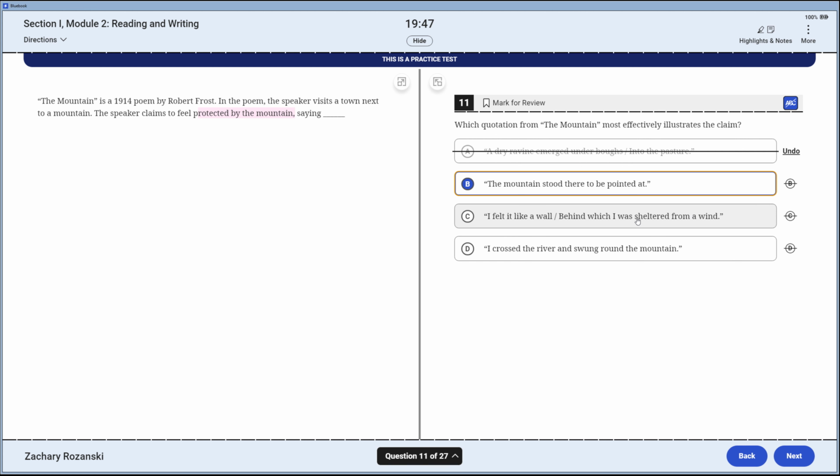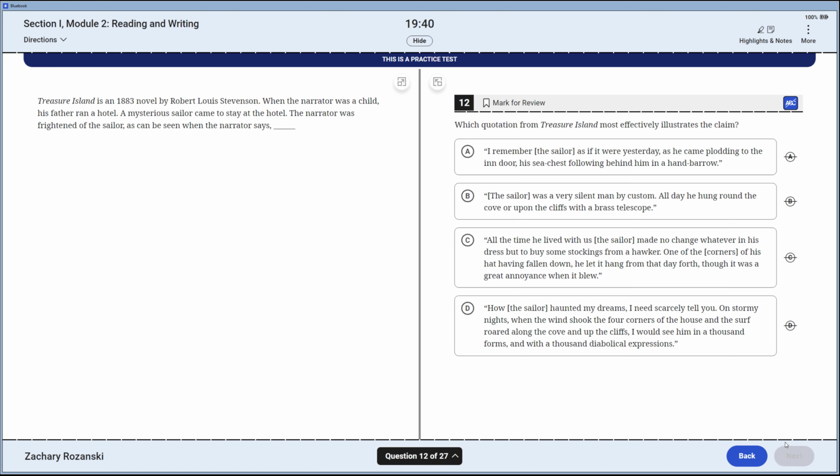It felt like a wall behind which I was sheltered. This is definitely my answer. I crossed the river and swung around the mountain. No, that's just that the mountain is there. C is the only one that shows protection.